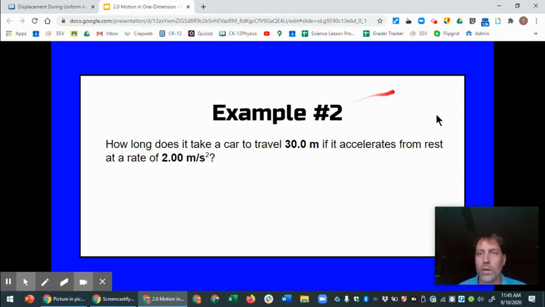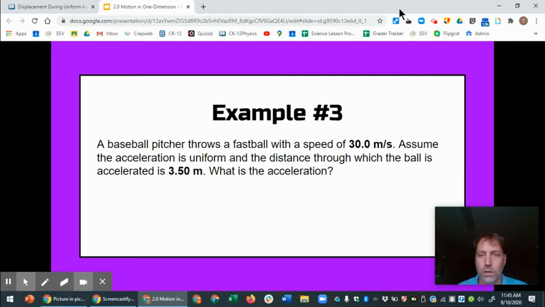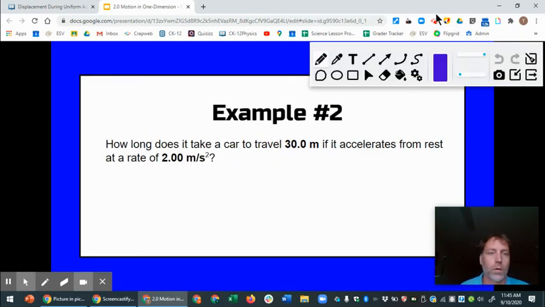So let's write down what we got. Sorry about that. I clicked my wrong button there. Let me click the right button. There we go. All right, so here we have a distance. This is what we got over here. It's going to be 30 meters. Our acceleration is going to be 2.00 meters per second squared. And we're trying to find time.